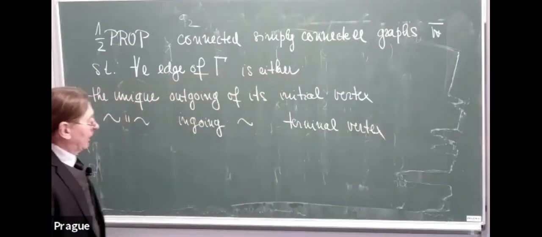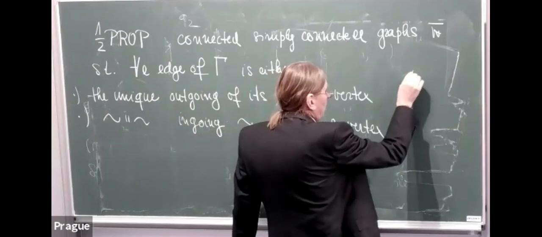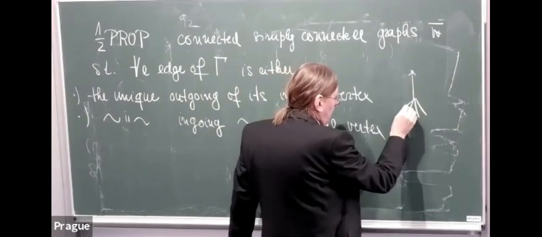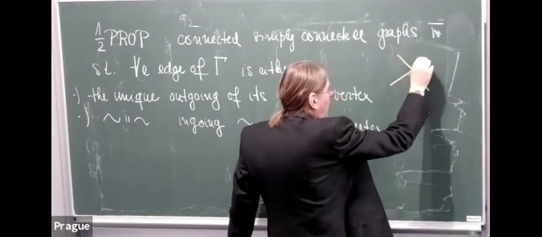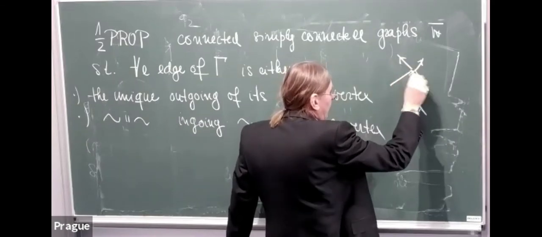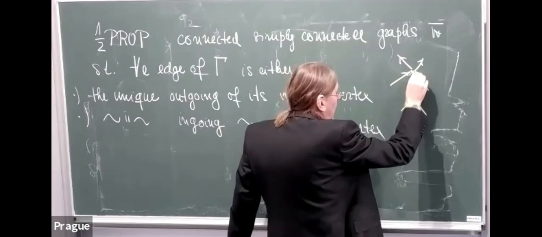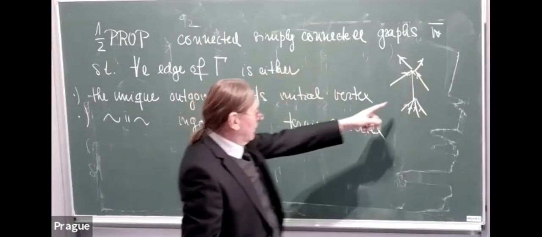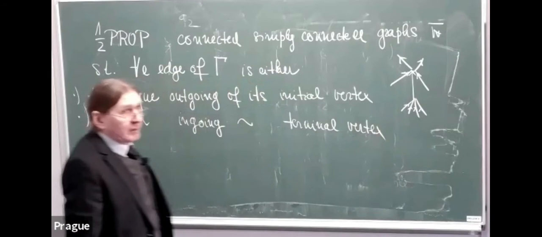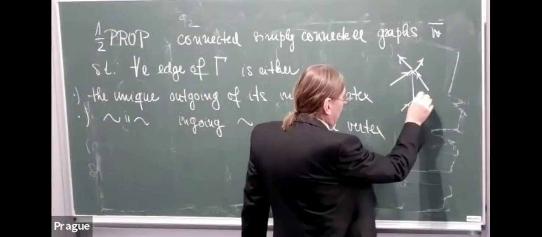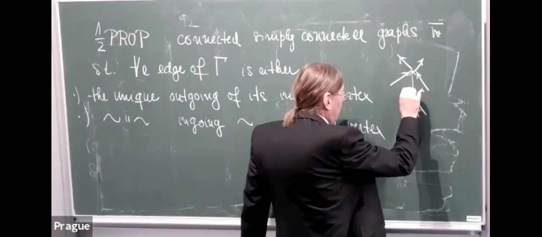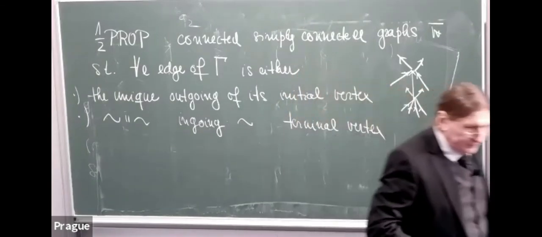So for example, this is perfectly all right. This edge is the only outgoing edge of its initial vertex, but this is not all right anymore. This is forbidden.